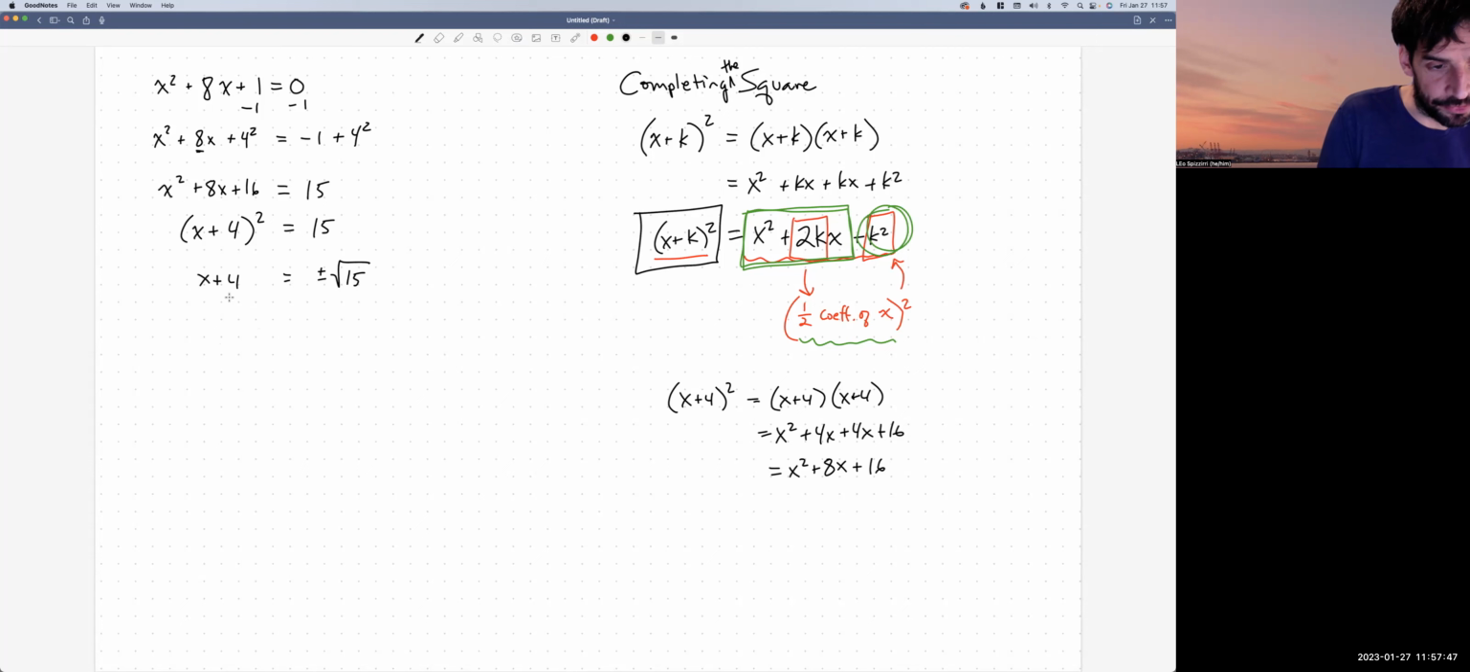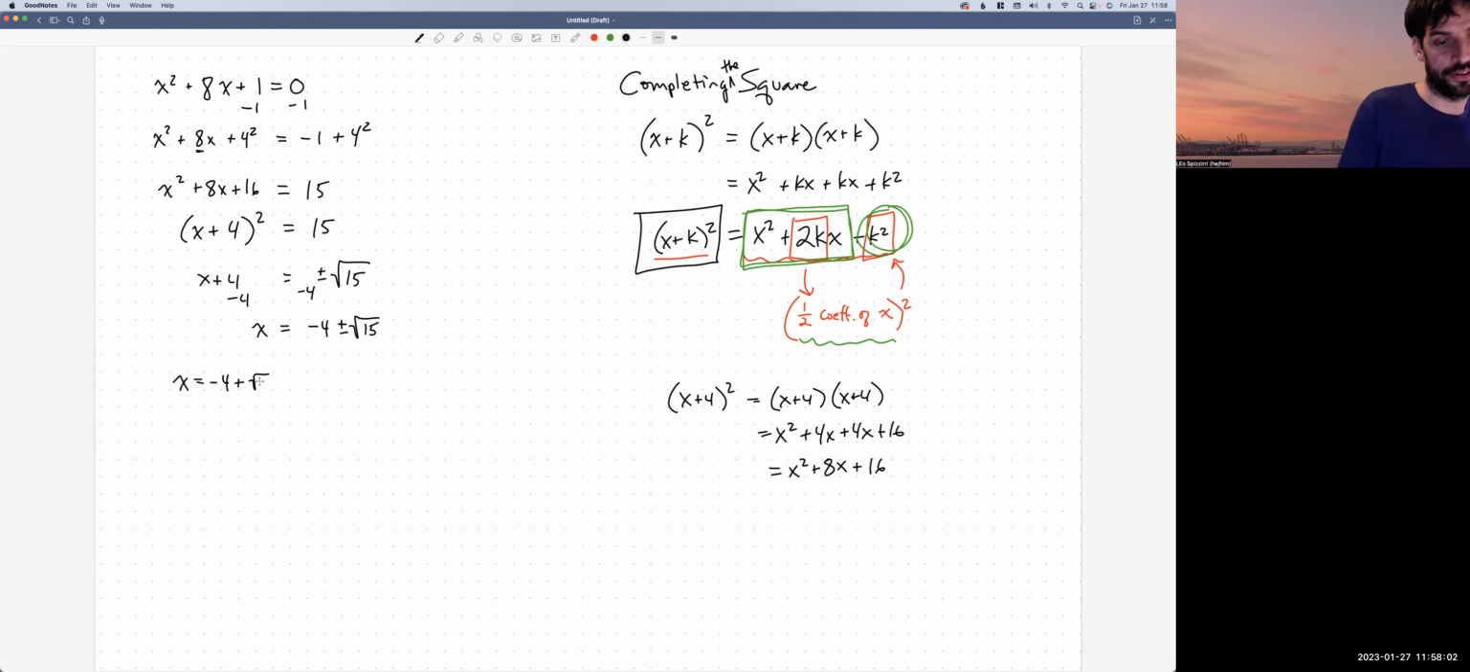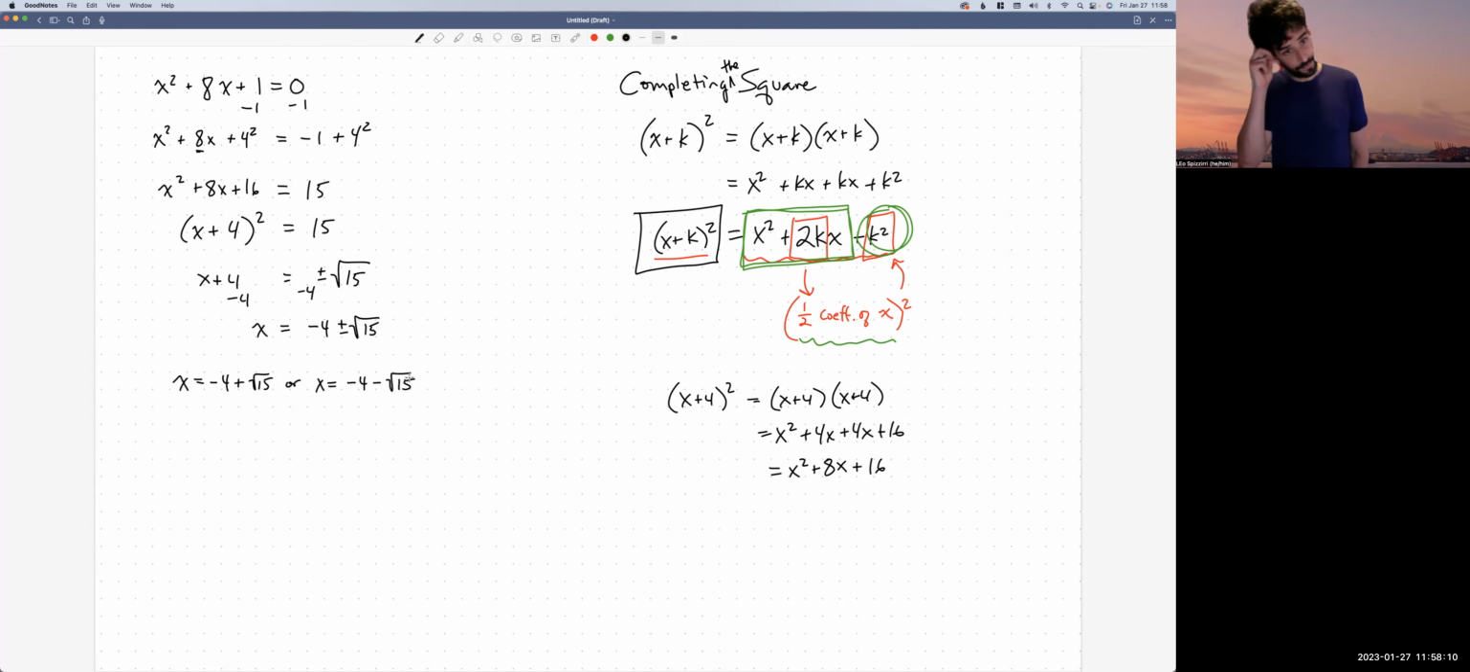I subtract my 4, and I get x is equal to -4 plus or minus the square root of 15, right? Subtract 4 from both sides to get this. And so there are my two answers. Let's write them out explicitly. We've got x equals -4 plus the square root of 15, or x equals -4 minus the square root of 15.